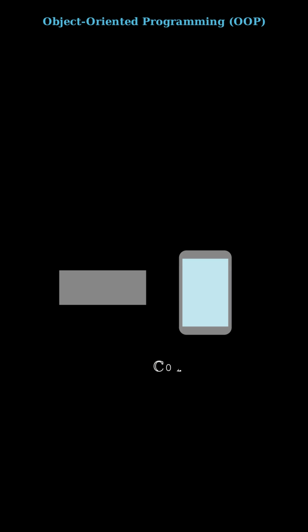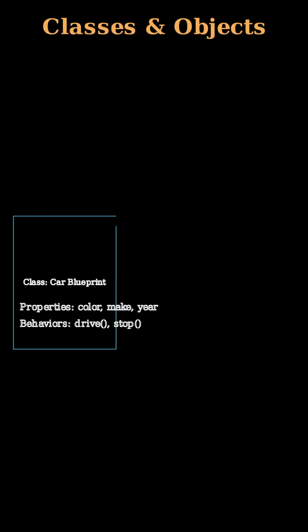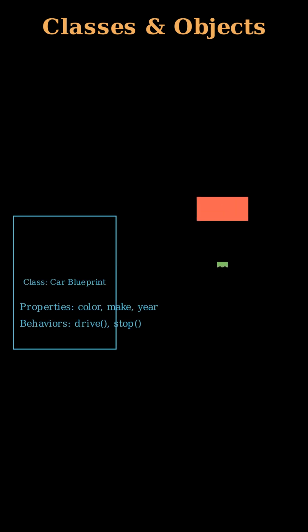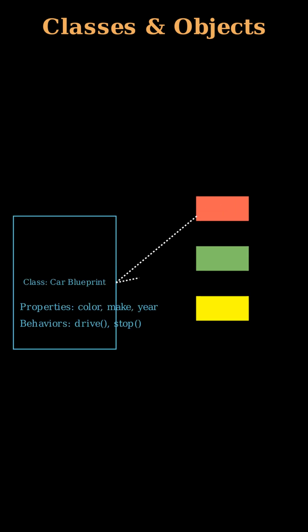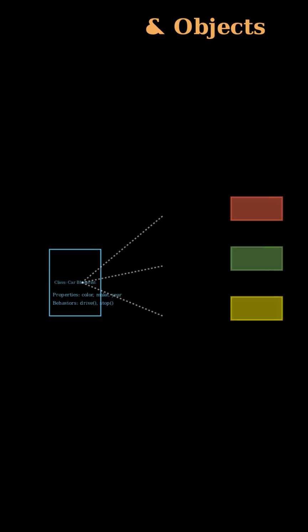Object-oriented programming, or OOP, is a powerful programming paradigm that structures software around objects rather than just functions and logic. It helps us model real-world entities and their interactions. At its core, OOP uses classes as blueprints for creating objects. A class defines the properties and behaviors, while an object is a specific instance of that class, like a blueprint for a car and the actual cars built from it.